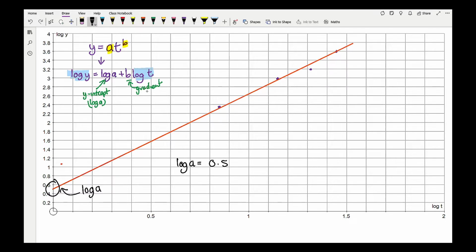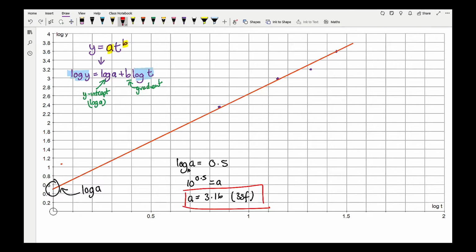If I use the rules of log, and I'm going to use base 10, I've got 10 to the power of 0.5 equals a. If I type that into my calculator, 10 to the power of 0.5 gives me a value of around about 3.16, to 3 significant figures. So that's my a value, one of the values found, so I'm just going to put a little box around that.